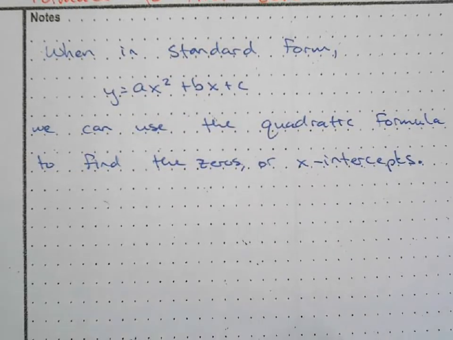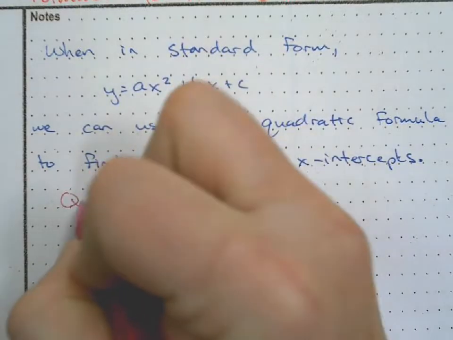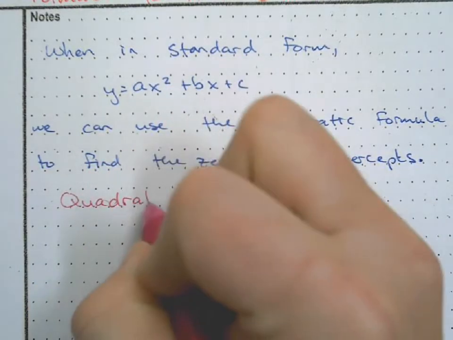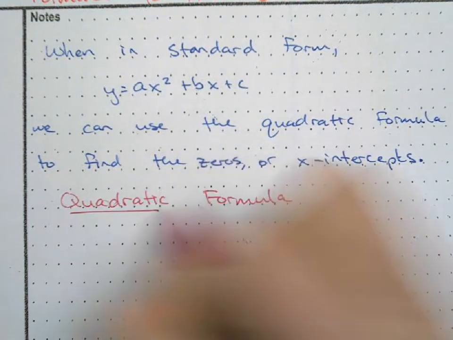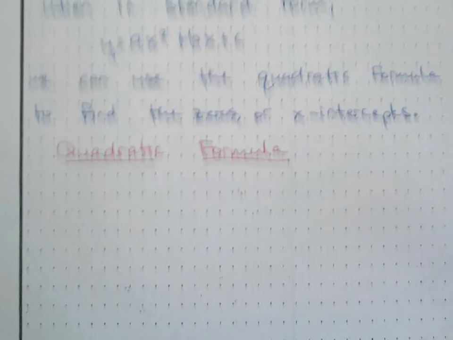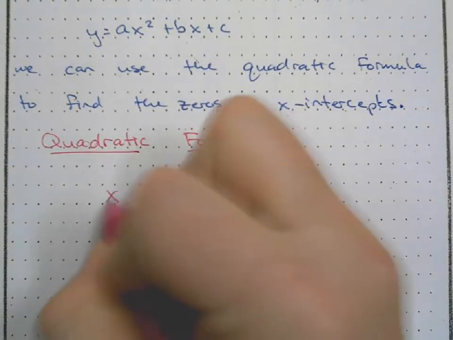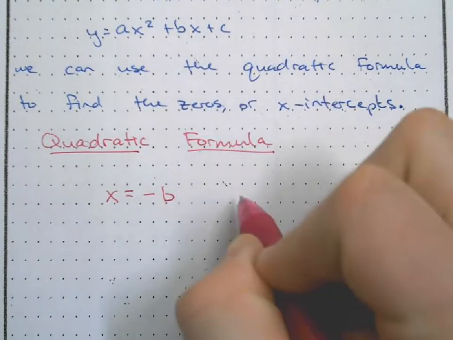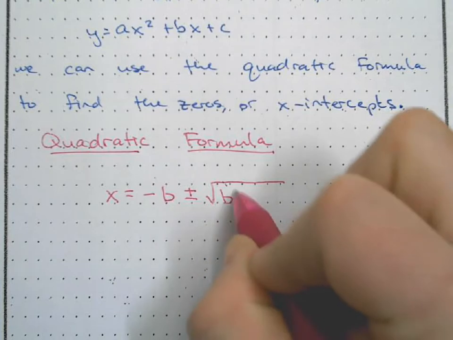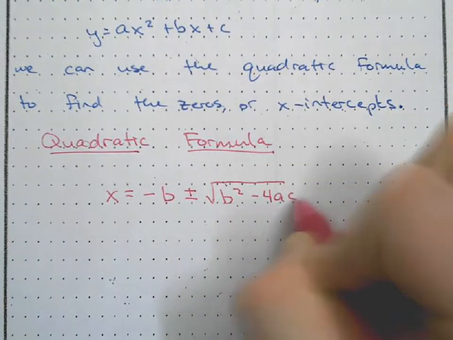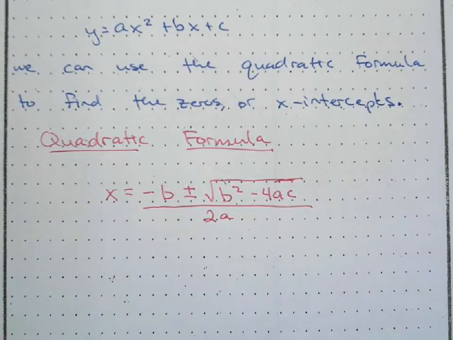Here's the quadratic formula. x equals negative b plus or minus the square root of b squared minus 4ac, all over 2a.